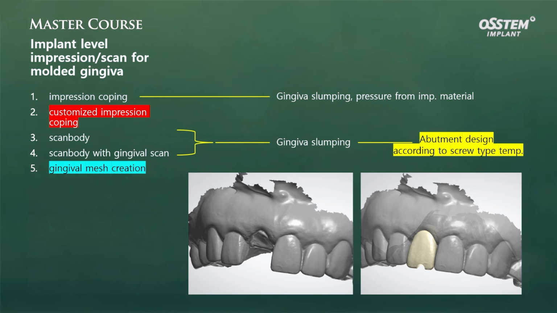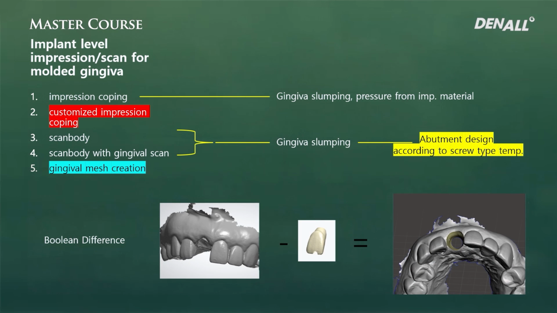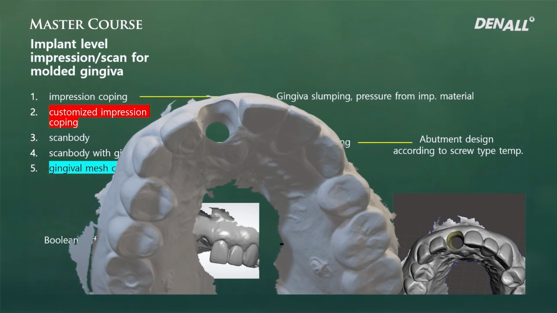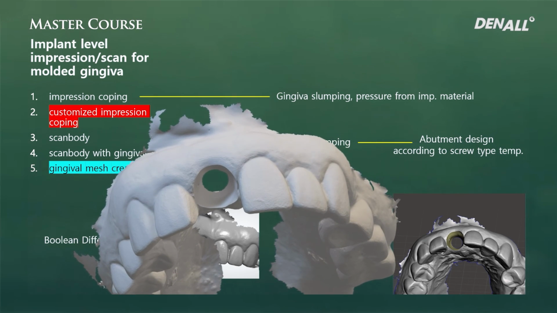But if you want to do the digital approach, then without using a customized impression coping, you can create a gingiva mesh. On the left side is the filled scan file, and on the right side, the temporary. If you do plus minus, we can call this a Boolean difference, and the right side results. In other words, the inside temporary shape is cut. That type of scanned file, we can create.